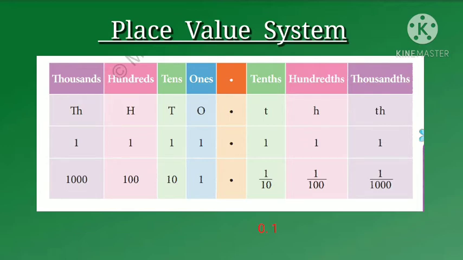We write it as 0.1. The dot is known as the decimal point. Here 1 by 100, 1 hundredth. This is the hundredths place. We write 1 hundredth as 0.01. Here 1 by 1000. This is the thousandths place. We write 1 thousandth as 0.001.